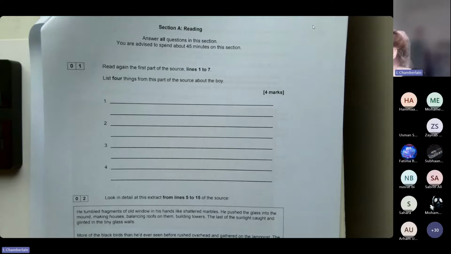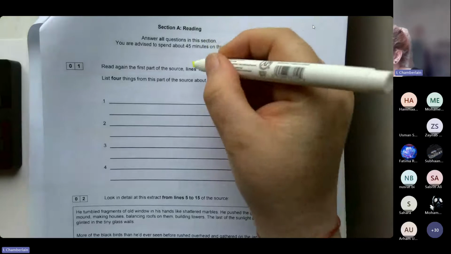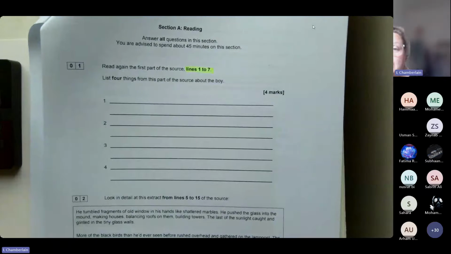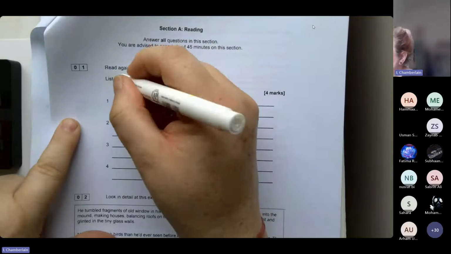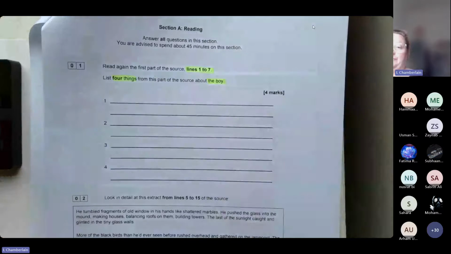So the first thing I need to draw your attention to is it's going to say, read again the first part of the source. That's lines 1 to 7. What that means is that you can only use information from lines 1 to 7 to answer this question. If you do anything from line 8, 9, 10, even if you're accurate, you're not going to get marks for it. It then asks you to list 4 things from this part of the source about the boy.